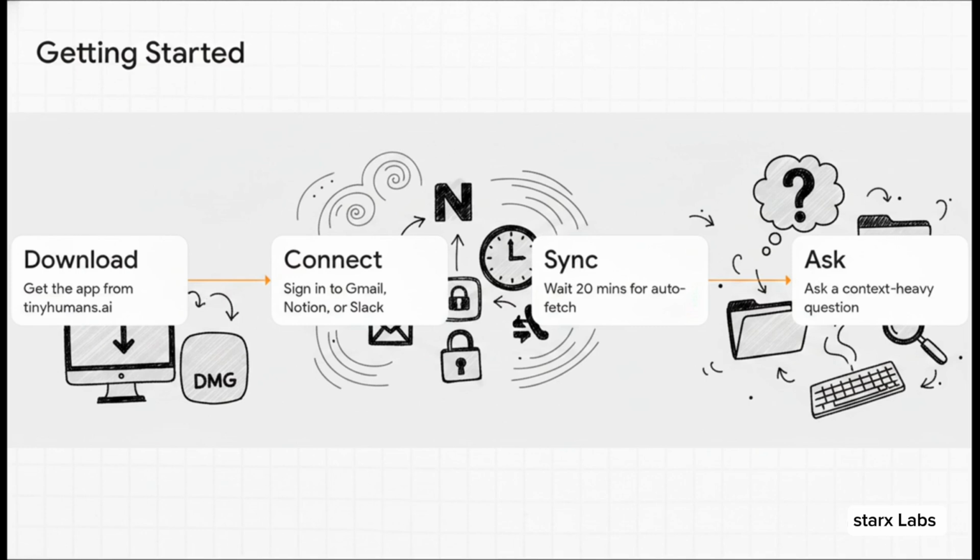Third, you go grab a coffee and wait about 20 minutes for that very first background sync to do its thing. And fourth, you come back and ask a really context-heavy question, like, hey, what did I commit to in my emails last week? And you just watch it pull the exact data perfectly. It is genuinely that easy.